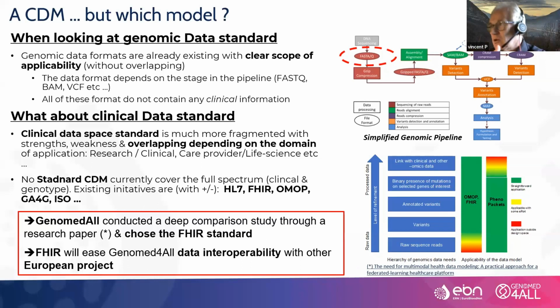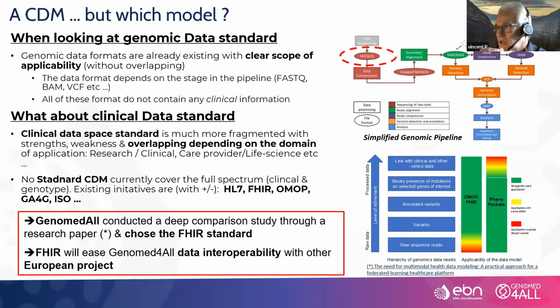When we look at the clinical data and try to find a common data model which could embrace the clinical data, the imaging data features, and also some part of the genomic data, then the situation becomes more complex. We identified three outsiders in this selection: one was OMOP, another one was FHIR, and the last one was PhenoPacket. So we conducted a very deep analysis based on the use cases we have and the features that we must extract, in order to identify the best standard to choose.